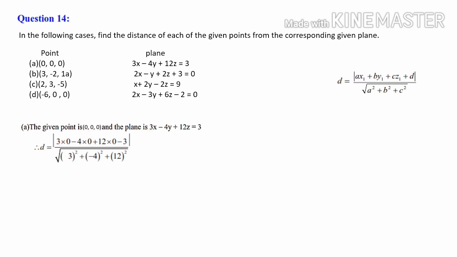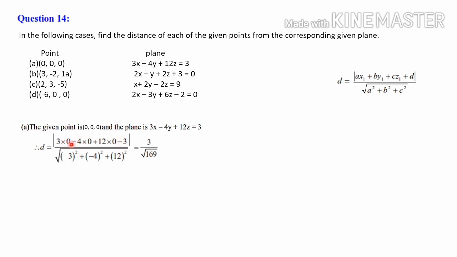So 3 into 0. B is minus 4 and y1 is 0. So minus 4 into 0. Then C is 12 and z1 is 0. So 12 into 0 plus D. D is here minus 3. So minus 3 divided by root of a square plus b square plus c square. That is 3 square plus minus 4 square plus 12 square. It's written. That is equal to numerator. When you calculate, you will get only minus 3.